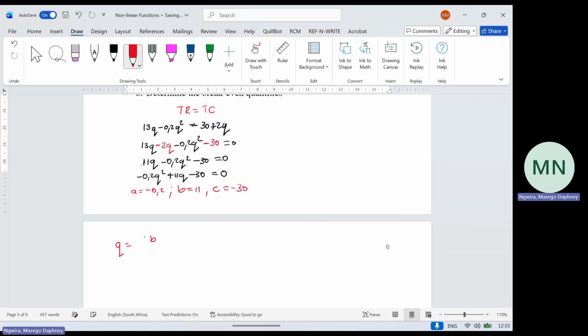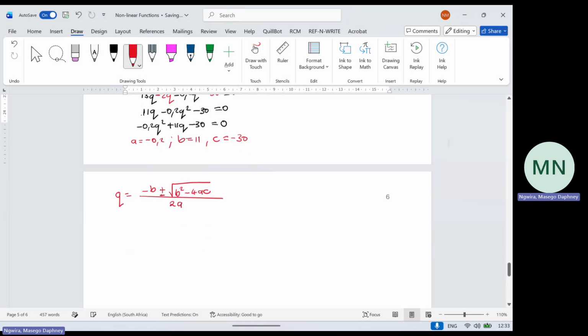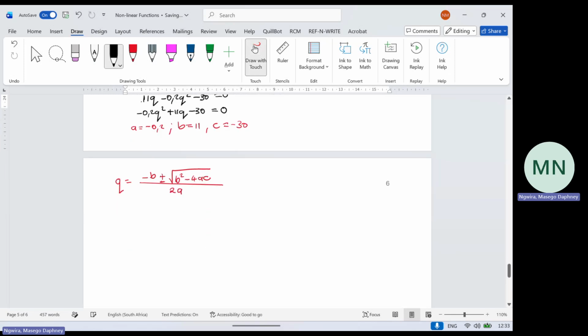Why am I writing it like this? It is negative b plus or minus, if you remember. Plus or minus means that you're going to have two solutions. This will be the square root of b squared minus 4ac, and then over 2a. All right. And then now we are going to substitute our a, b, c. We're going to have two of them, so I'll show you what I mean.